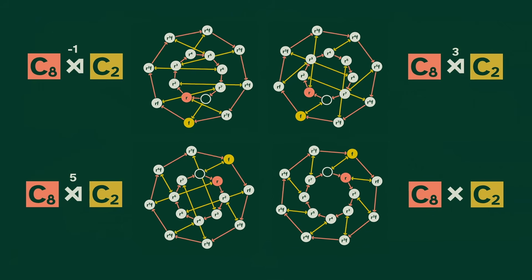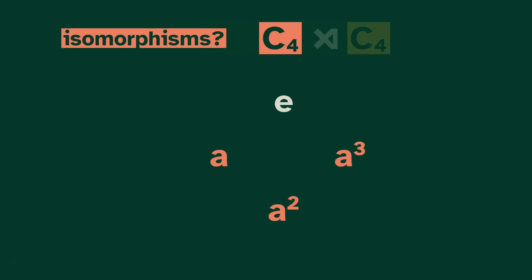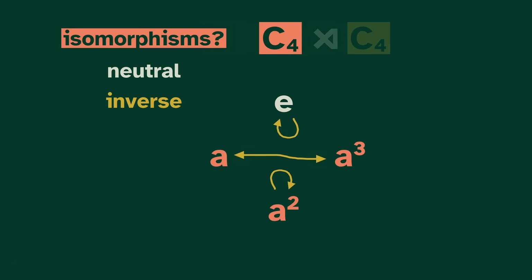So now, let's use the SDP to find some other new groups. What about C4 semi-times C4? How would this work? Maybe let's start by asking, what isomorphisms are possible for the left group? Well, of course the neutral isomorphism. And we could also invert everything. I can't think of anything else. Good, because there is nothing else.